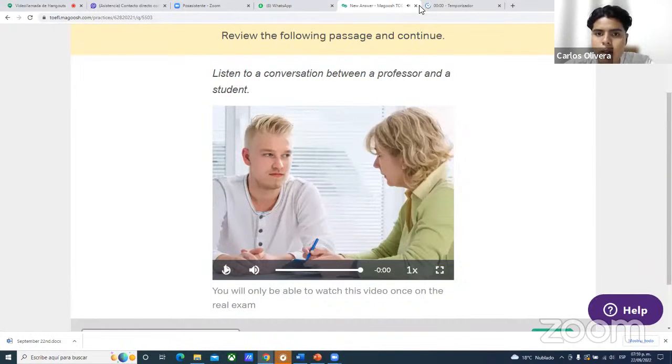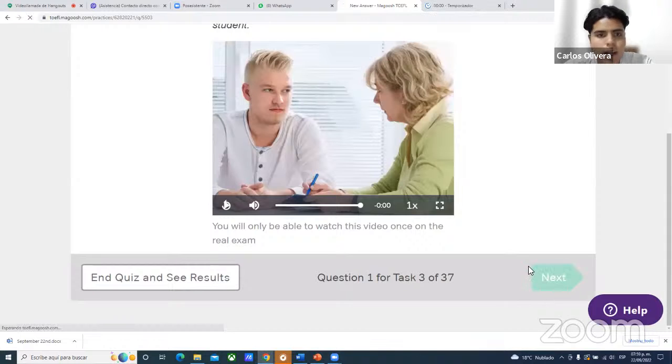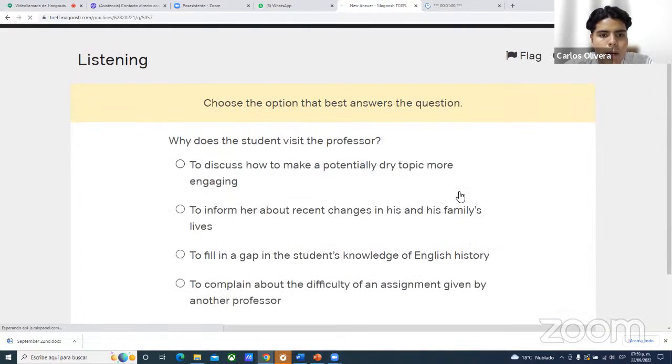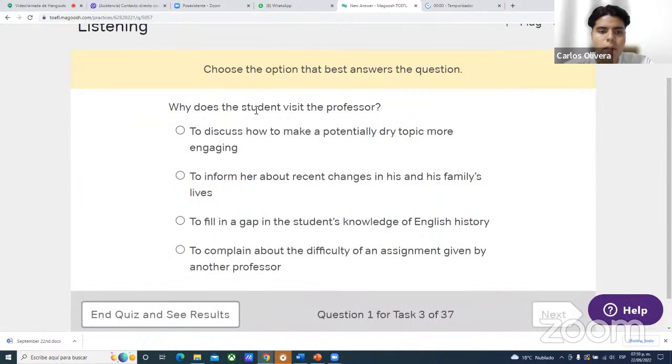There you are. Fantastic. So now let us get into the questions immediately. Let us discuss this one together, okay? We're not going to go one by one, but let us discuss together. Why does a student visit the professor? To discuss how to make a potentially dry topic more engaging, to inform her about recent changes in his and his family's lives, to fill in a gap in the student's knowledge of English history, or to complain about the difficulty of an assignment given by another professor.